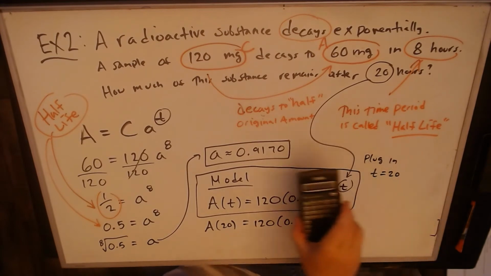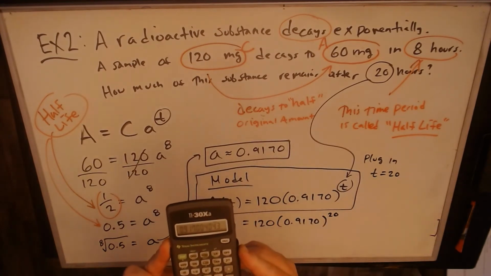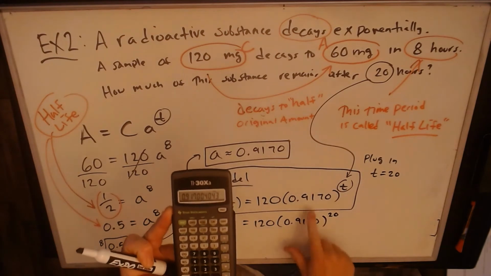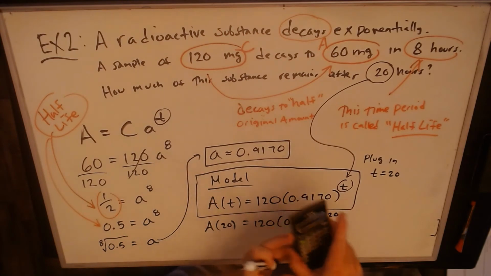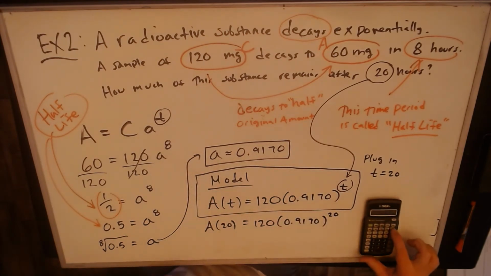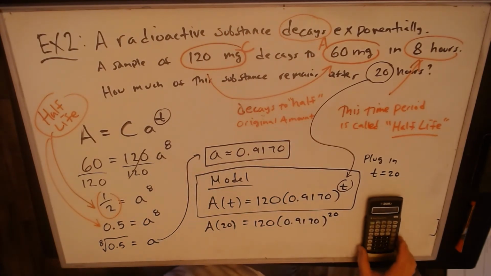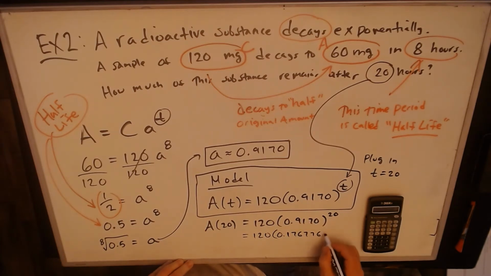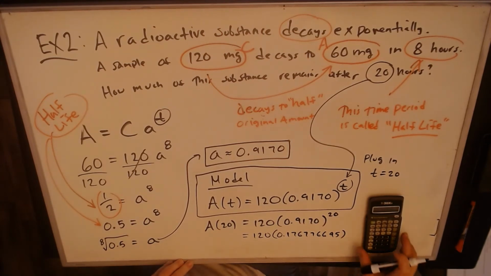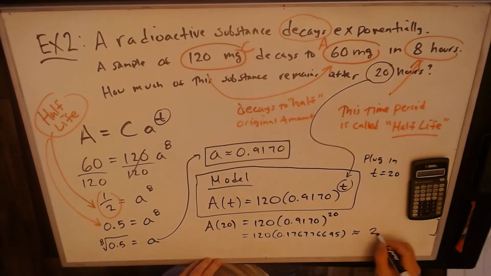Well, I like to just keep this number on my calculator screen. So I've got the base on my screen. I know I rounded it for practical purposes, but when you're calculating, I like to just leave it on there, raise it to the 20th power. You're going to get 120 times 0.176776695, and then multiply that by 120, and you're going to get approximately 21 milligrams.